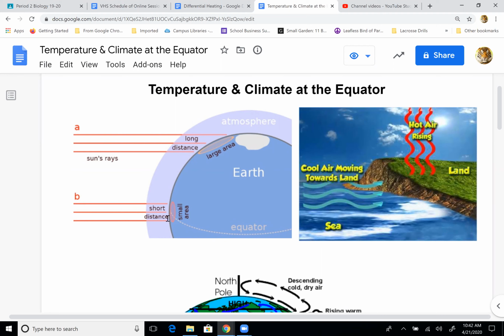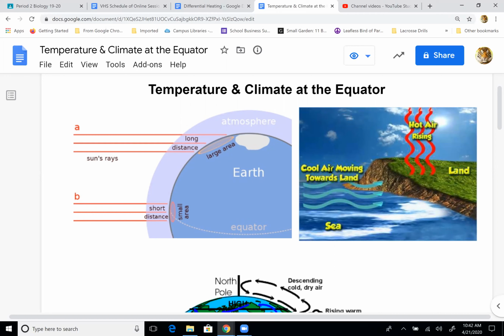Around where the earth is more flat than curved, you have concentrated rays of sun that heat up the earth way more than they do where the earth curves around the northern and southern poles. Right, so as the earth curves, the sun's rays are dissipated versus concentrated. Right, they're concentrated around the equator, so it's hotter, and they're dissipated as you go up north or down south because the earth curves. All right, so that's differential heating globally.